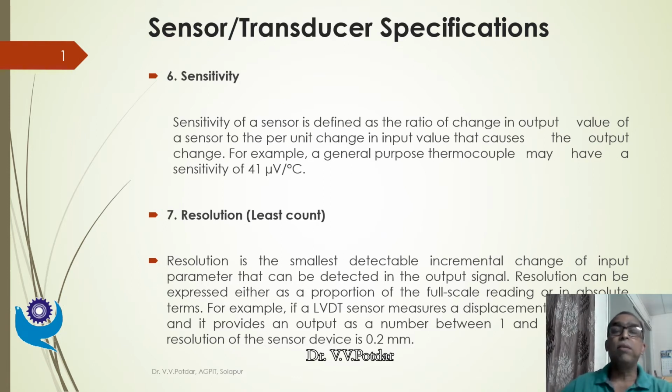Now the next important specification parameter is resolution. In mechanical terms, we can call it the least count of a given transducer. The way it is defined, it's a bit complicated definition, but we'll try to simplify it. Resolution is the smallest detectable incremental change of input parameter that can be detected in the output signal. Resolution can be expressed either as a proportion of the full scale reading or in absolute terms as well.